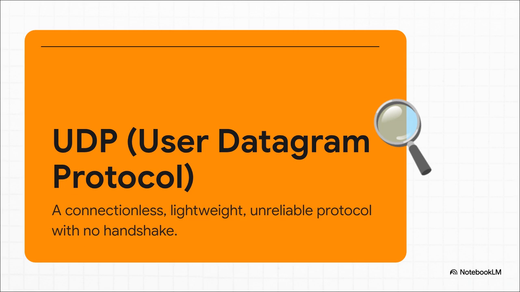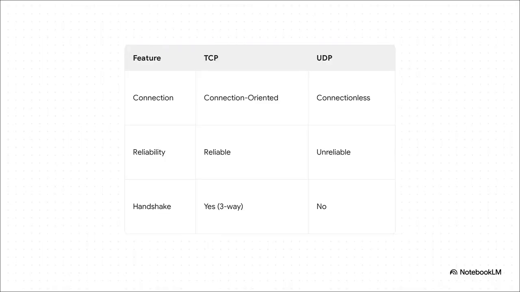No handshake, no error checking. It's way faster, but with no guarantee of delivery. And let me tell you, understanding this trade-off right here is absolutely critical for any technical interview. TCP is for reliability. Think websites, file transfers, anything where you need every single bit to be perfect.